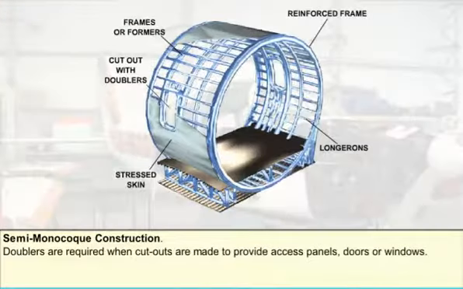When cutouts are made to stressed skin structures, for example to provide access panels, doors or windows, or when repairs are required to damaged areas, reinforcement in the form of doublers or backing plates is required around the cutout.